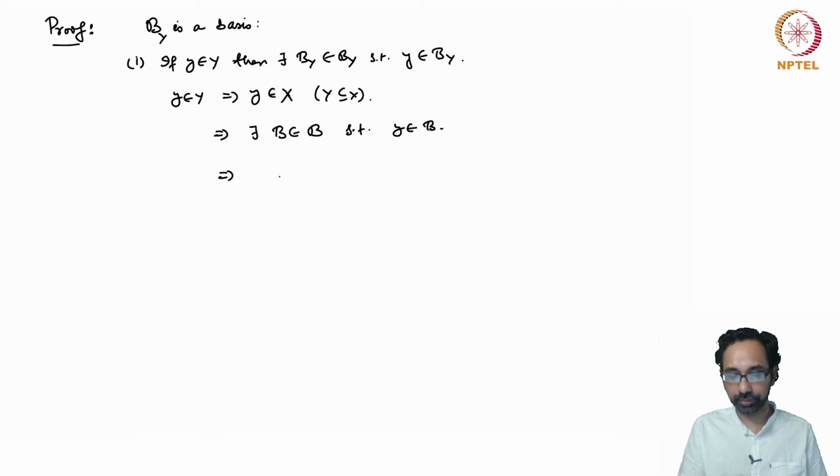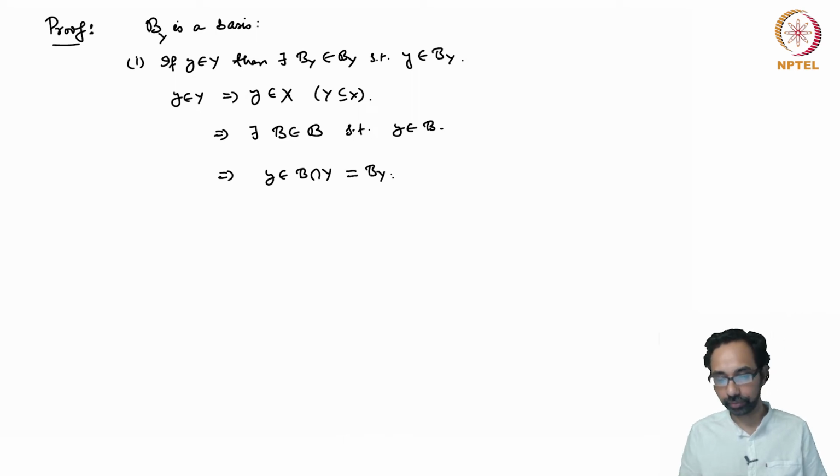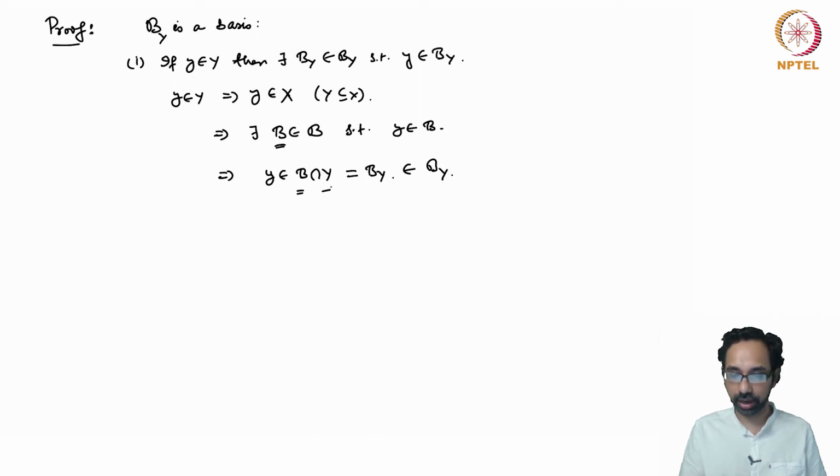So then this means that y belongs to B intersection Y, and this is our B_Y that we need. Okay, so y belongs to this set B_Y, which is just the intersection of the element B in the basis for X with Y. So the first property is simple.